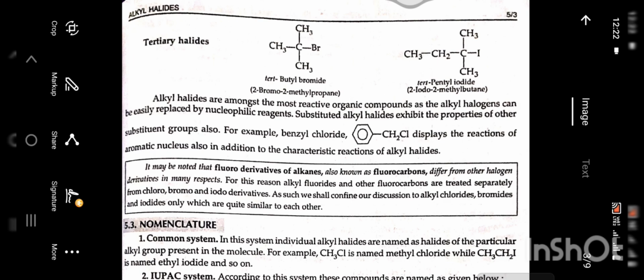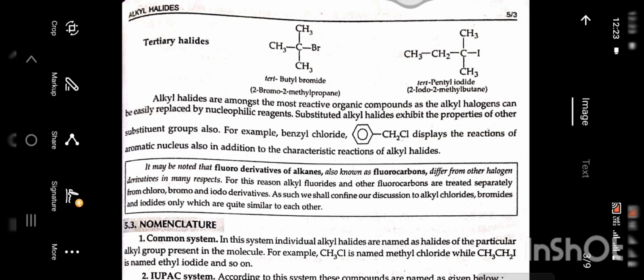like 2-iodo-2-methylbutane. Alkyl halides are among the most reactive organic compounds, as the alkyl halogens can be easily replaced by nucleophilic reagents. Substituted alkyl halides exhibit the properties of the other substituent groups also. For example, benzyl chloride displays the reaction of the aromatic nucleus also in addition to the characteristic reactions of the alkyl halides.